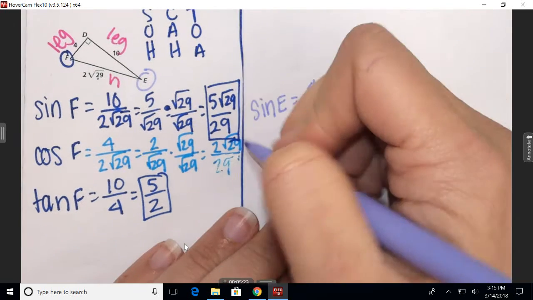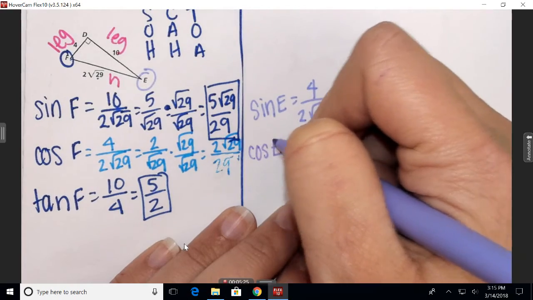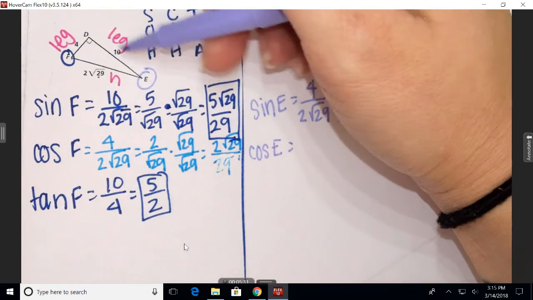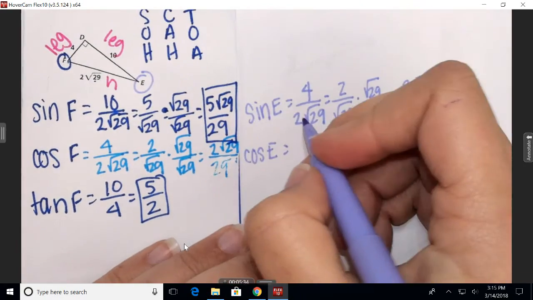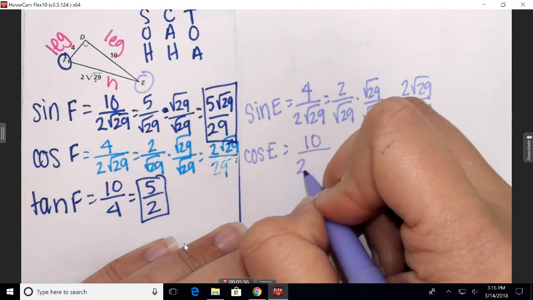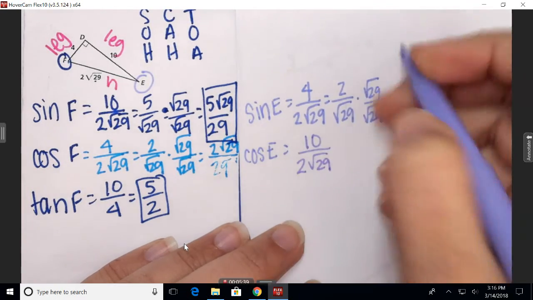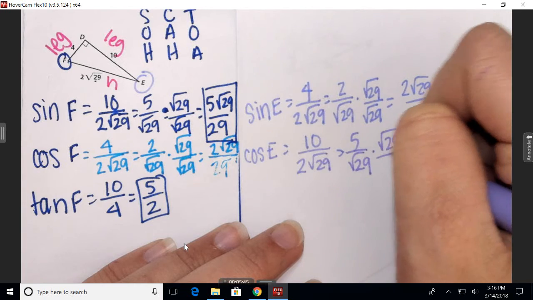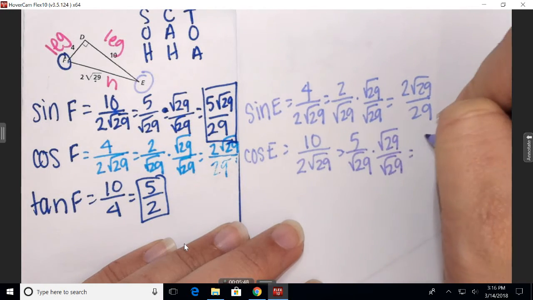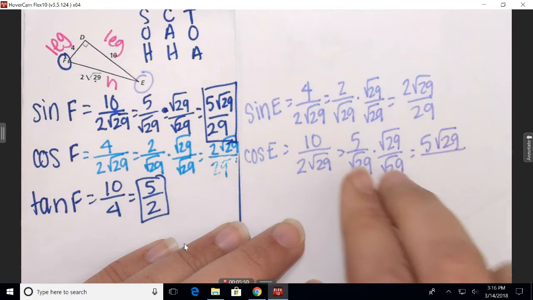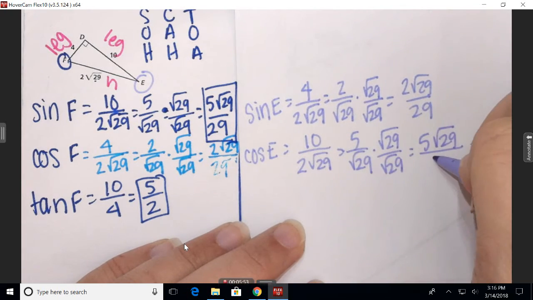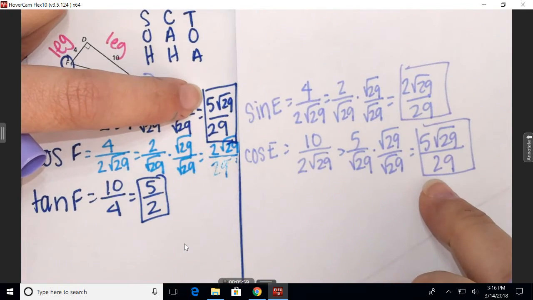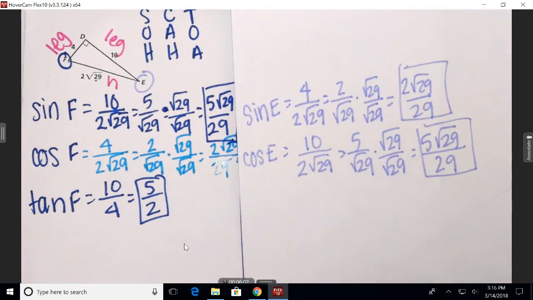Now I'm going to do the cosine of E. Now the cosine of E is adjacent to this angle and the hypotenuse. So the adjacent leg is 10, and then the hypotenuse is 2 root 29. So you have 10 divided by 2 root 29. 10 divided by 2 is 5. We have to get rid of the radical. And remember, when you multiply the same radical by itself, the radical goes away and you're left with a number. And these two should be the same. The cosine of E and the sine of F should be the same thing.